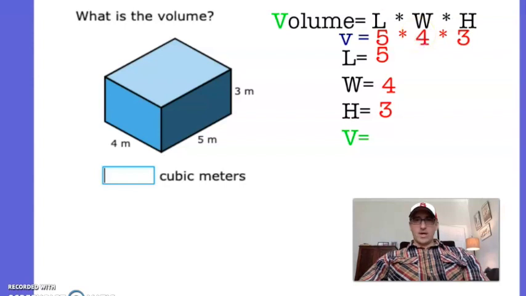What is 20 times 3? That's right, 20 times 3 is 60, and this time they give us units, meters, so this is meters cubed. Cubed for length, width, and height. Or we could write it this way, cubic meters, 60 cubic meters.